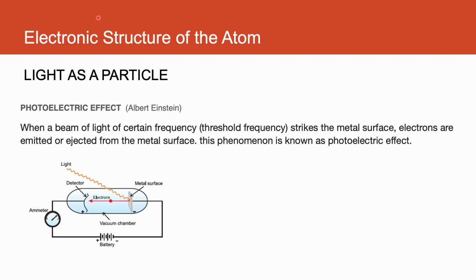Okay? In this experiment, when a beam of light of a certain frequency strikes the metal surface, electrons are emitted or ejected from the metal surface. This phenomenon is known as the electric or photoelectric effect. Okay, alright, so proving that light behave as a particle. How so, ma'am? Okay, so sinabi dito, when light is shown or shine towards a metal surface, electrons daw are emitted. Electrons are displaced towards a certain direction.